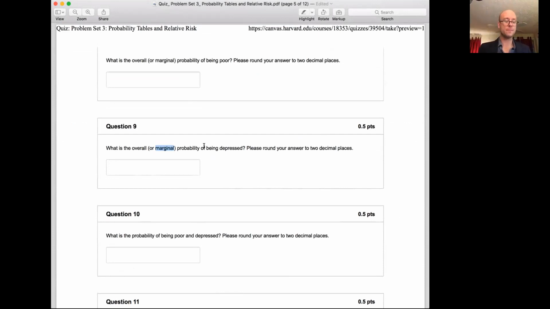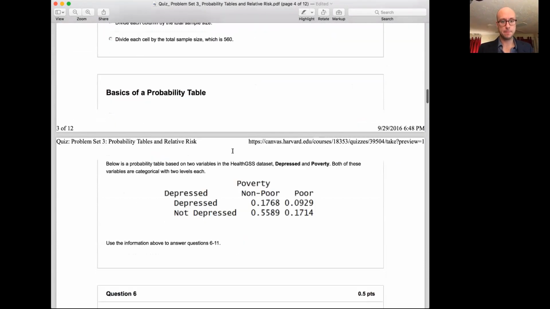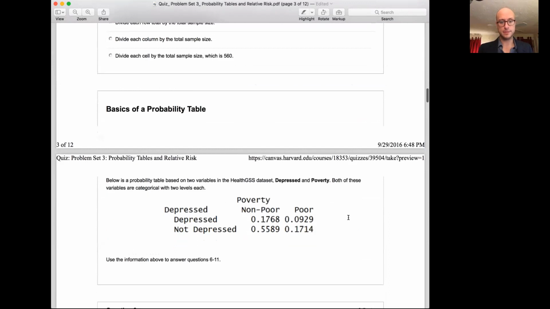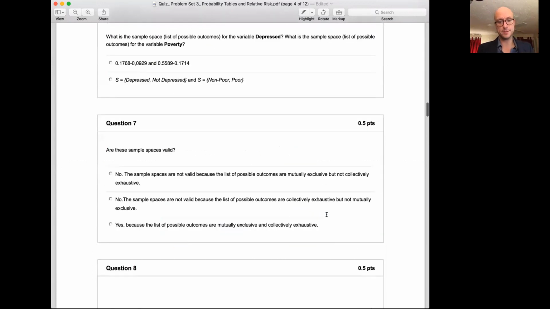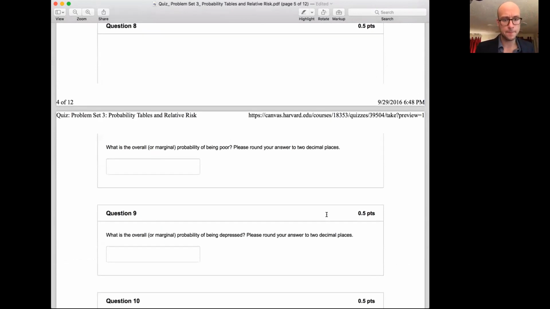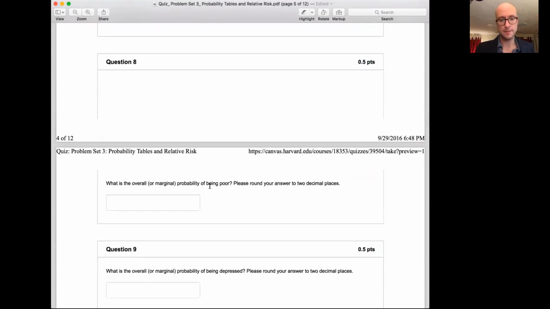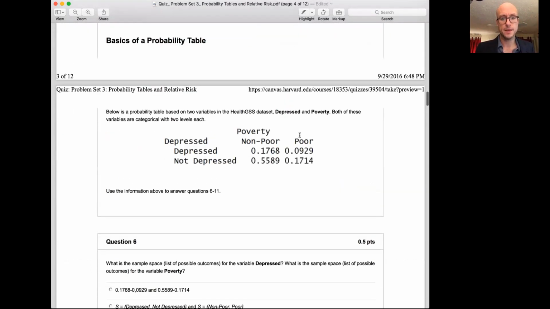So what is the overall or marginal probability of being depressed? Overall for depressed, right? Not overall for the full sample. So we just basically add this and this. It should be around 0.26, right? 1.18. Just add those 2 numbers up, and then you put your little number here. That's on the margins. Okay, made a little note. Marginal probability. Maybe I skipped that. Okay, maybe I got it mixed up. The marginal probability of being poor is this plus this. Yeah, that's 0.26. I'm sorry.